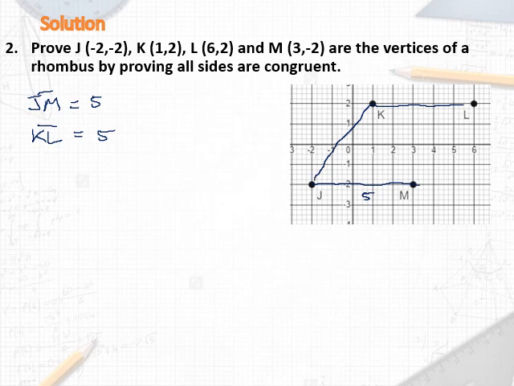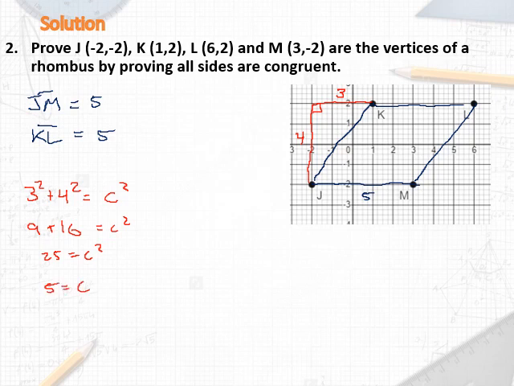Now JK and LM we are going to have to solve for a little bit. So let's do rise and run. So let's get that right angle triangle. So that is 3 boxes wide, 4 boxes high. So 3 squared plus 4 squared, if I'm missing a side, and that will be 25 is C squared. Do the square root of both sides. Missing side length is 5.